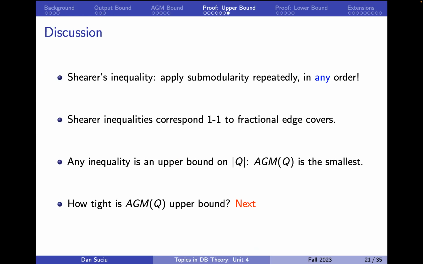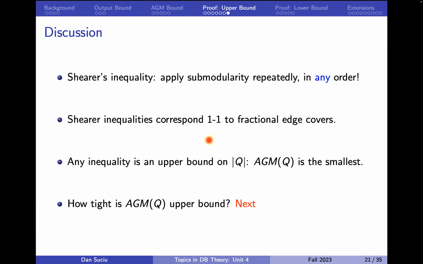Good, cool. So, a discussion. Shearer's inequality is so simple. These are a special kind of information inequalities. They are so simple because we can prove them by applying submodularity in any order. And it's more than this. We don't even have to worry about submodularity. You might wonder why I wasted time, because a fractional edge cover is all you need. Shearer's inequalities correspond one-to-one to fractional edge covers. If you have a fractional edge cover, that gives you a Shearer inequality. If that inequality holds, then the w's better be a fractional edge cover. It's an easy proof.